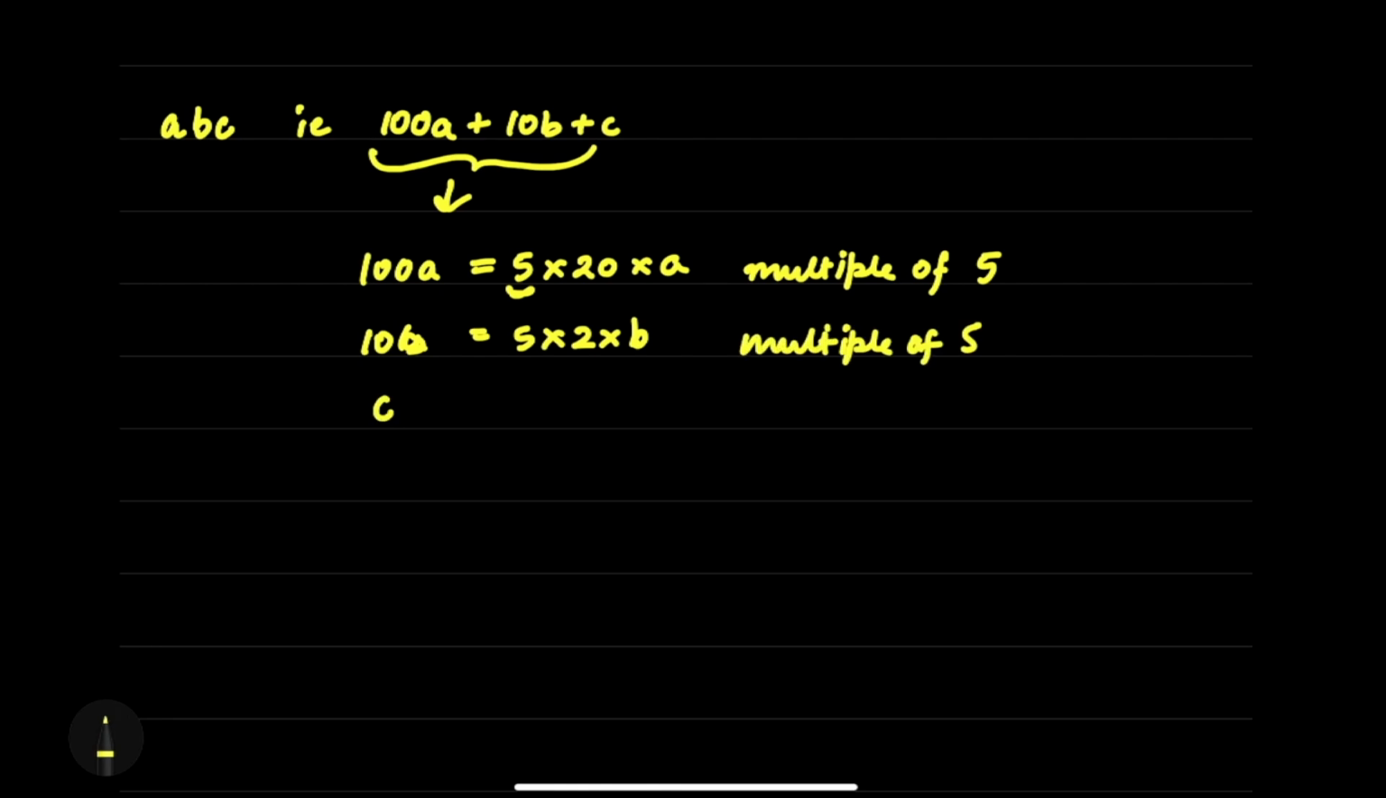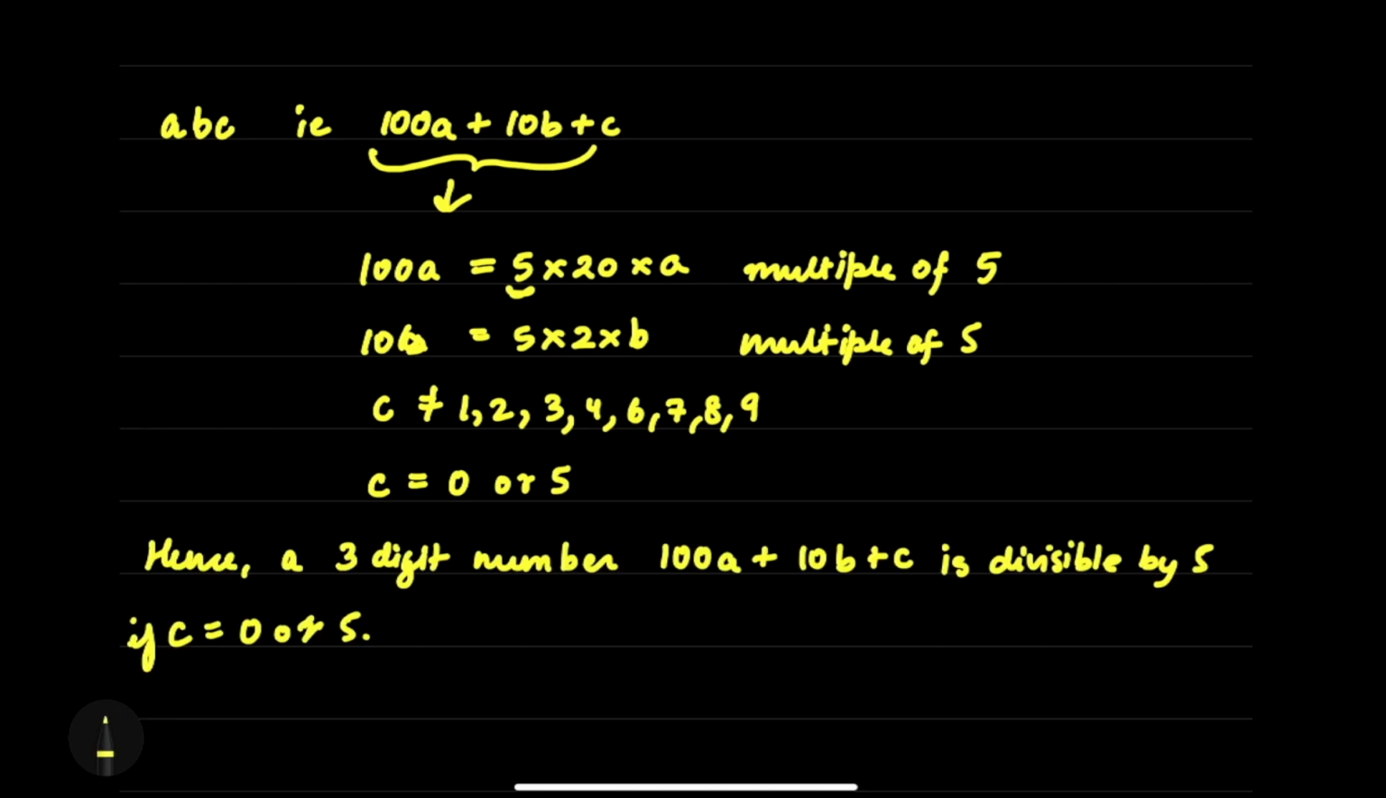For c to be a multiple of 5, it can't be 1, 2, 3, 4, 6, 7, 8, or 9. It can only be equal to 0 or 5. So a three-digit number, which can be generalized as 100a plus 10b plus c, will only be divisible by 5 if the last digit c is either 0 or 5.